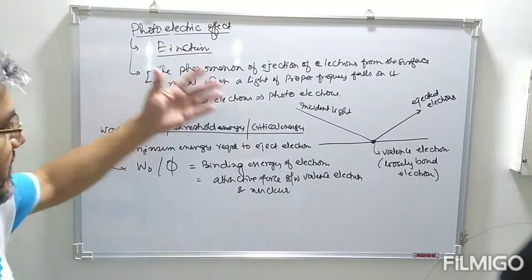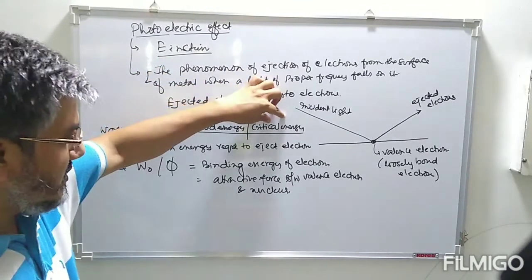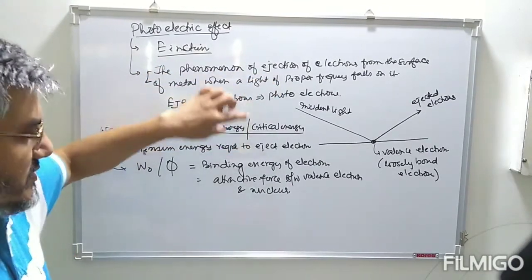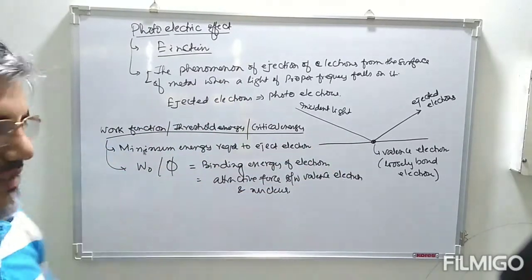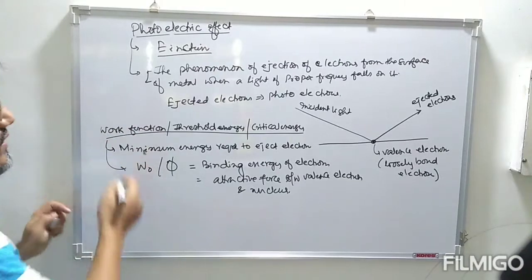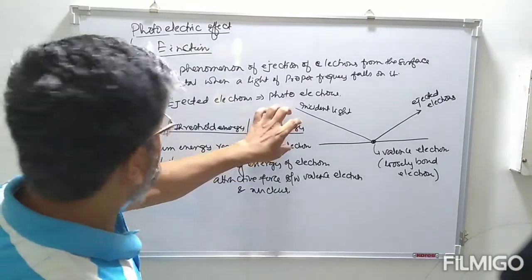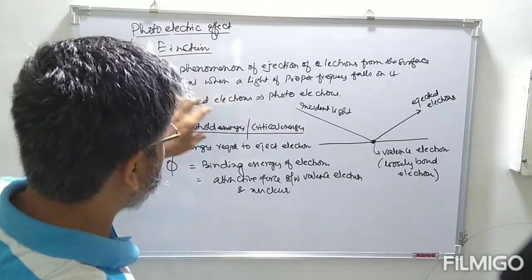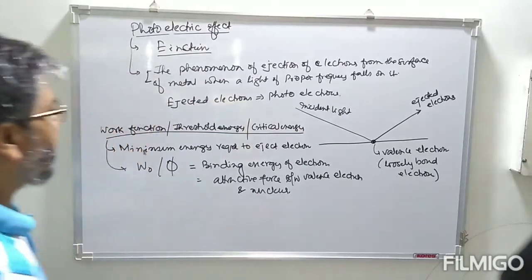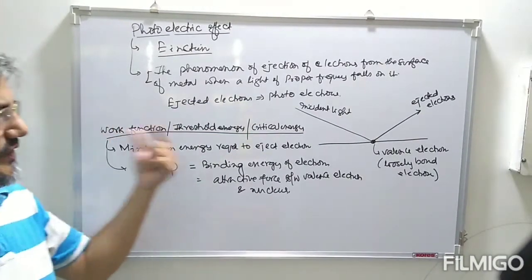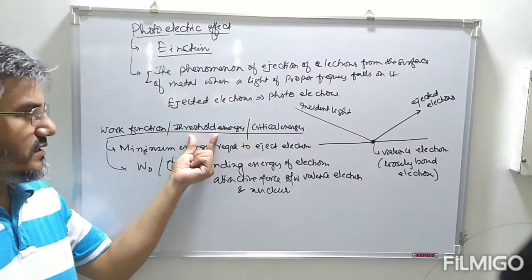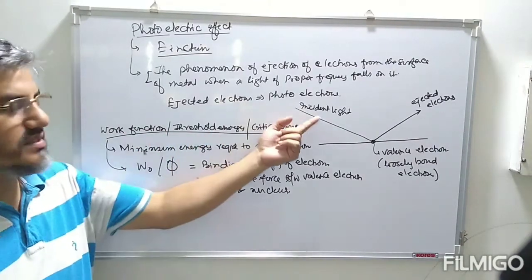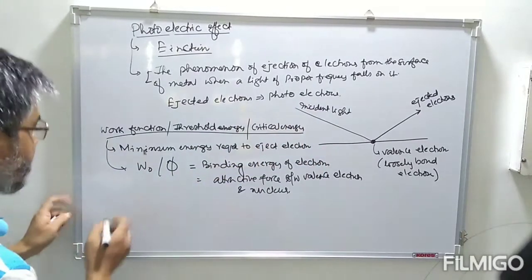So this minimum energy is given by different names: threshold energy, critical energy, binding energy, which is nothing but the attractive force between the valence electron and the nuclei. Now we have this work function, threshold energy, critical energy, and the frequency corresponding to this work function or the critical energy or threshold energy is known as threshold wavelength.